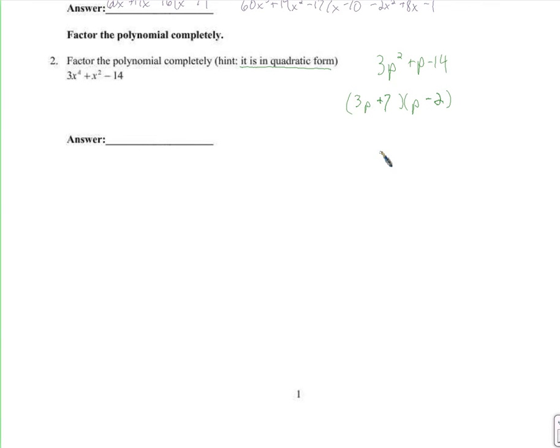That works. Okay. If I multiply this out, I get 3p squared. I get 7p minus 6p, that's 1p. 7 times negative 2 is negative 14. This is just like that. It's in quadratic form. It's not a quadratic exactly. Quadratic is specifically the highest power is 2. But it factors just like a quadratic. If I replace a p with an x squared, I get 3x squared plus 7 times x squared minus 2. I guess I should have written that right there, because that is the answer.